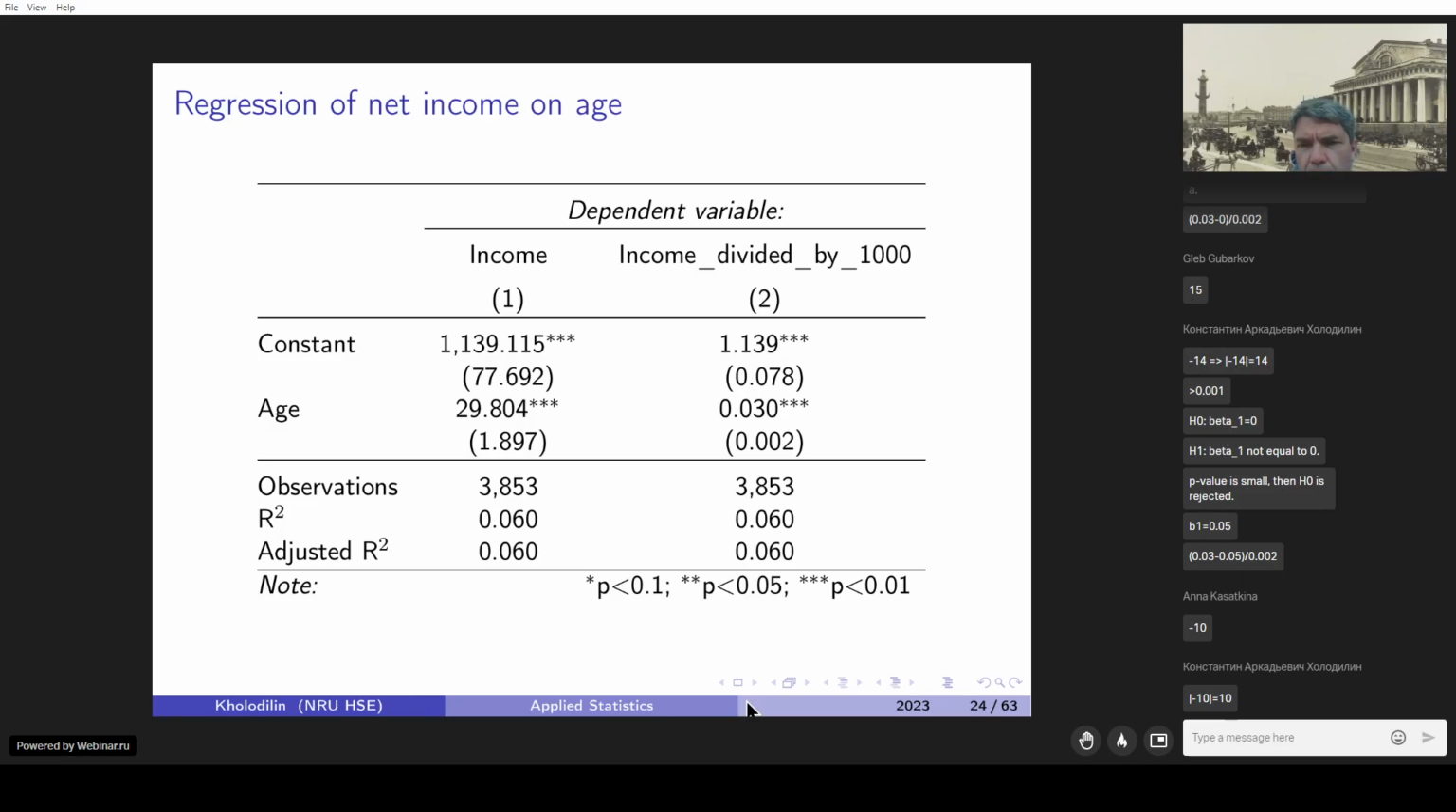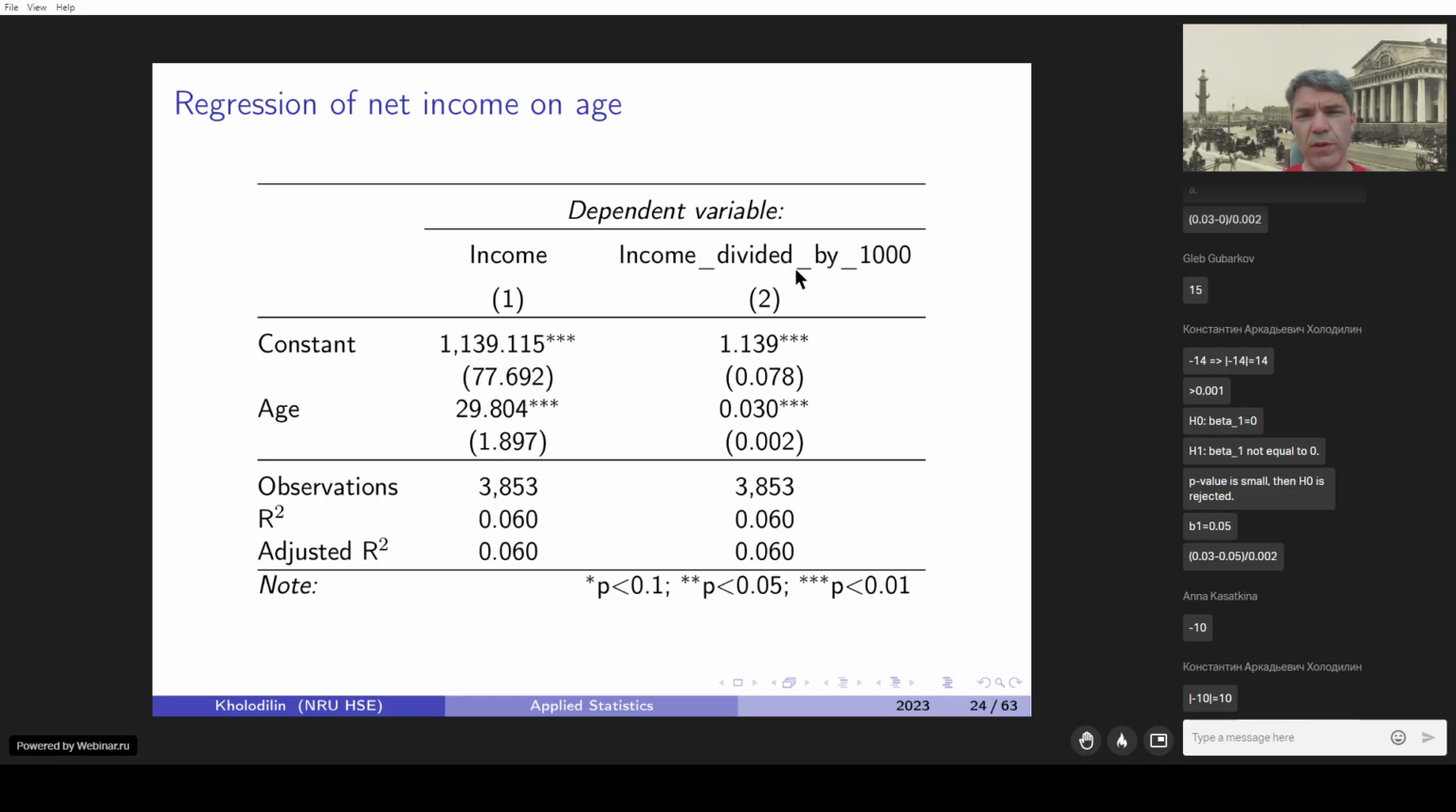So typically, what we look at in the regression output is the sign of the coefficient. So here it's positive, so the influence is positive. The size of the coefficient here, 0.03, shows us how much the explanatory variable age contributes to the dependent variable y, or in this case income.